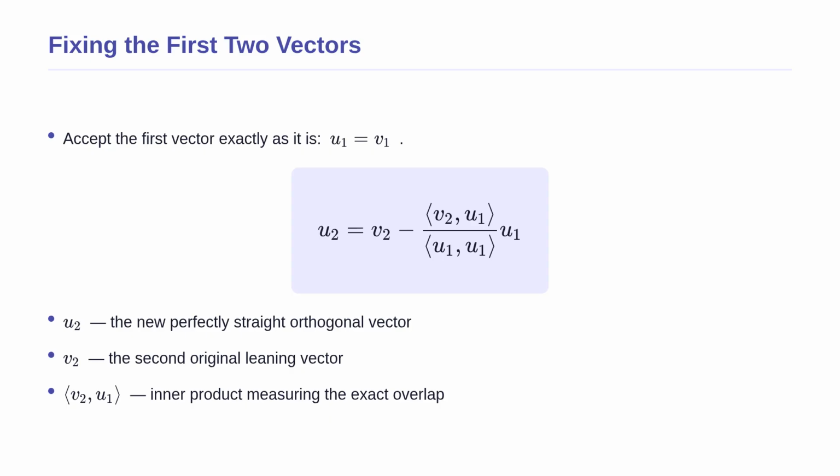But for the second vector, v2, it is probably leaning toward u1. We must mathematically chop off that leaning portion. We do this using the projection formula. The fraction represents the inner product, which measures exactly how much v2 overlaps with u1. By subtracting this overlapping shadow, what remains is our new vector, u2, which is perfectly perpendicular to u1.